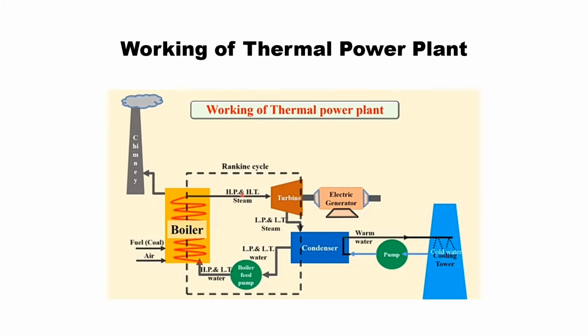This mechanical energy is connected to the generator. So the generator is a device which will take mechanical energy as input and give electrical energy as output. After the impact of steam in the turbine, the steam pressure will be less, and the less pressurized steam is further supplied to the condenser. In the condenser, we cool the steam by using cold water which is coming from the cooling tower.